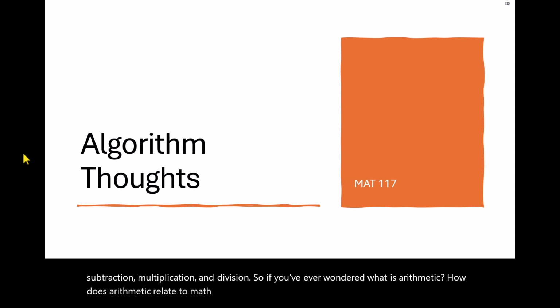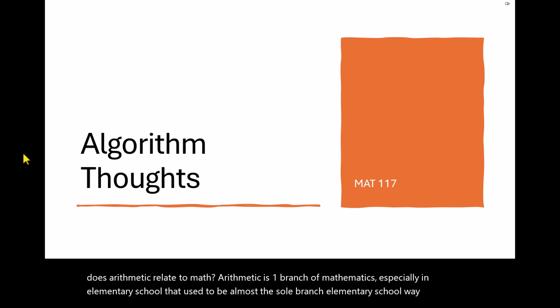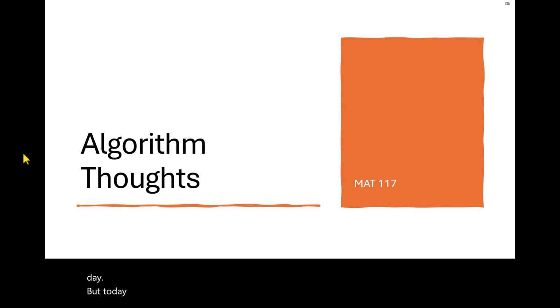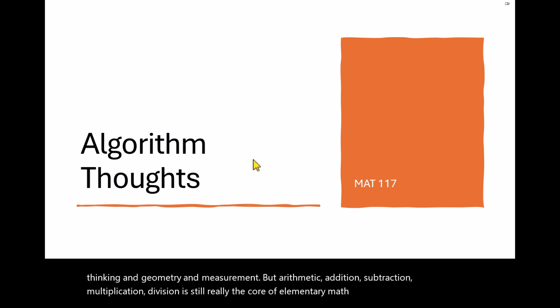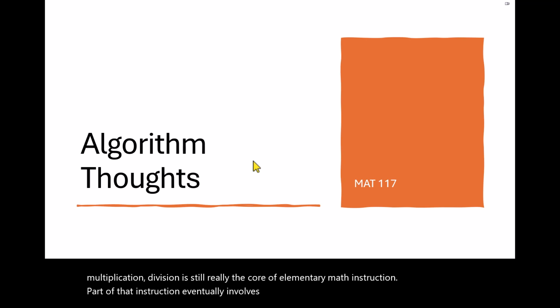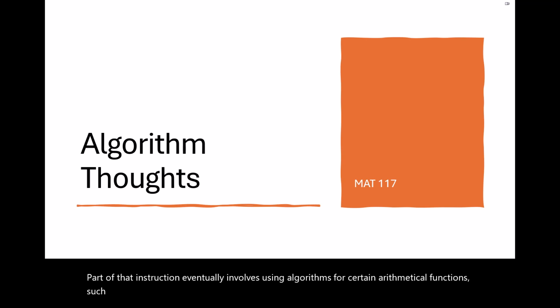Arithmetic is one branch of mathematics, especially in elementary school, that used to be almost the sole branch way back in the day, but today is an important branch, just one branch, along with things like algebraic thinking, geometry, and measurement. But arithmetic, addition, subtraction, multiplication, division, is still really the core of elementary math instruction. Part of that instruction eventually involves using algorithms for certain arithmetical functions, such as adding, subtracting, multiplying, or dividing multi-digit numbers.